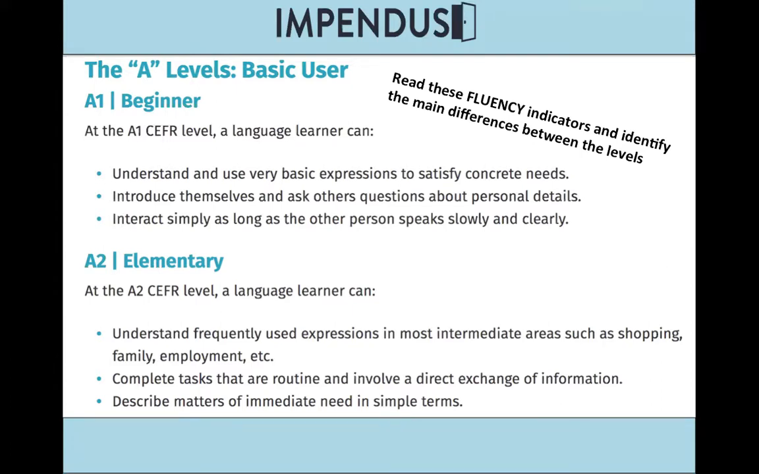At the elementary level, A2, there is still a big strain on any speaker that might engage with the elementary level student. However, they are starting to learn a little bit more vocabulary. An A2 student can understand frequently used expressions in most intermediate areas, such as shopping, family, employment, etc. They can complete tasks that are routine and involve a direct exchange of information, such as school, family, or work. And they can also describe matters of immediate need in simple terms.